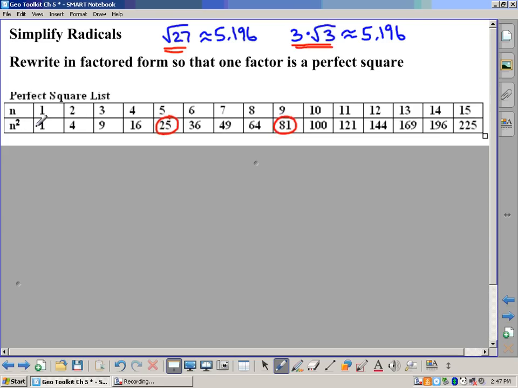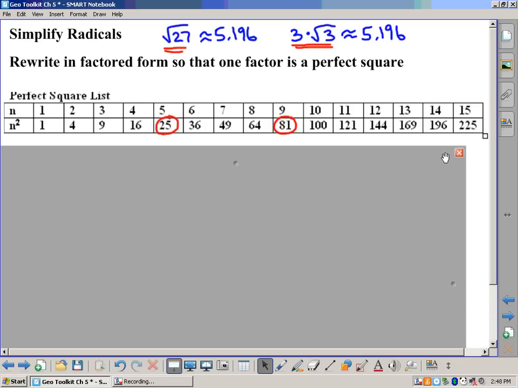Anything on the bottom row is what we call a perfect square. So it's 1, 4, 9, 16, 25, 36, 49. What's great about them is, if you take any of those numbers and square root it, you get a nice whole number. So why don't you go ahead, pause, and copy down all this information up here, and then we'll go into how to simplify radicals.